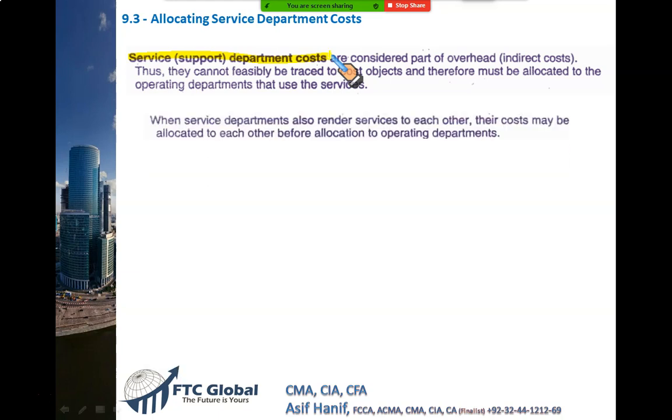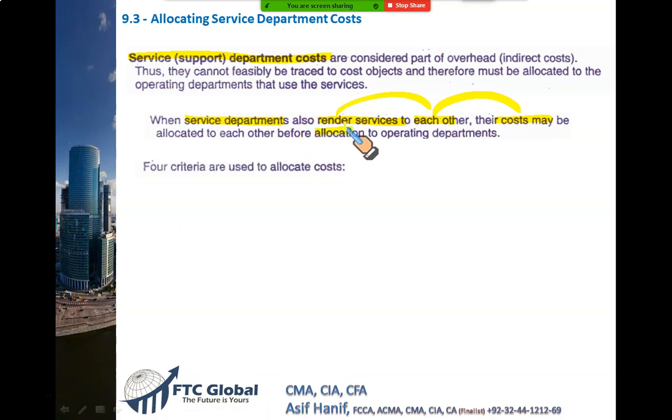So remember, service departments are those departments that render services to each other as well as other departments. Like canteen provides food to all departments. Canteen provides food to maintenance department. Maintenance department provides services to all departments. Stores department provides services to all other departments. So basically, these service departments provide services to each other as well as to the other departments. We need to learn how to allocate their cost. This is our topic of discussion.